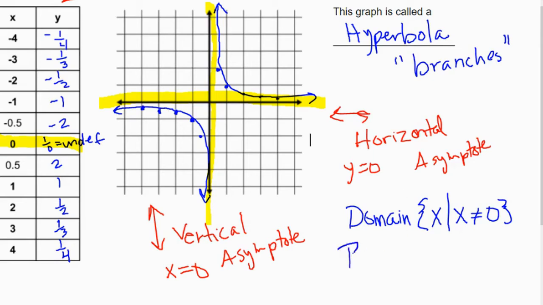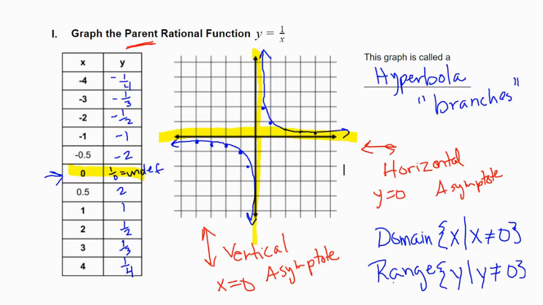Likewise, my range for this graph, and I'm looking at all of my output values this time, as I travel down this graph, looks like I have values everywhere except, so the set of all y values such that y does not equal 0. Okay, so domain and range, vertical and horizontal asymptotes.